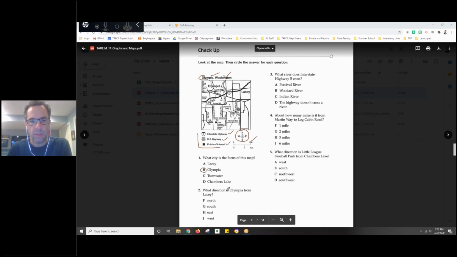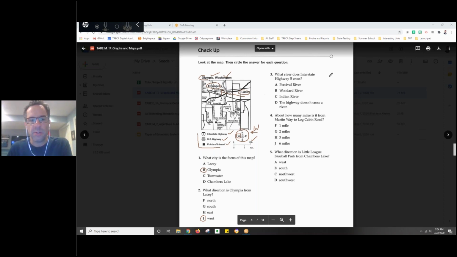What direction is Olympia from Lacey? So here's Olympia. Here is Lacey. So which direction is Olympia from Lacey? So it is to the west, right? It's to the west of Lacey. So if you're going from Lacey to Olympia, you're going that way, and this way is west.